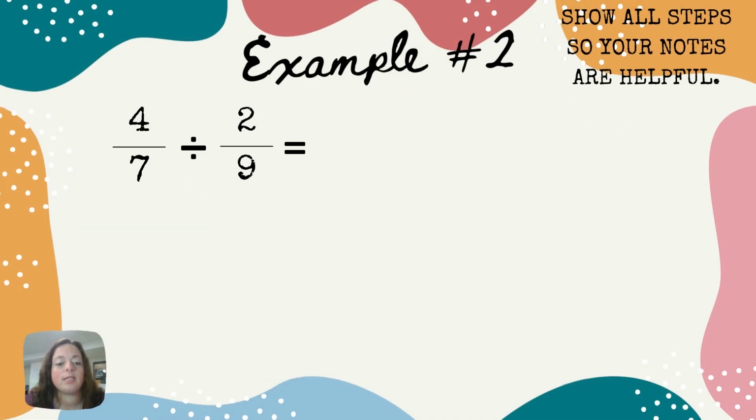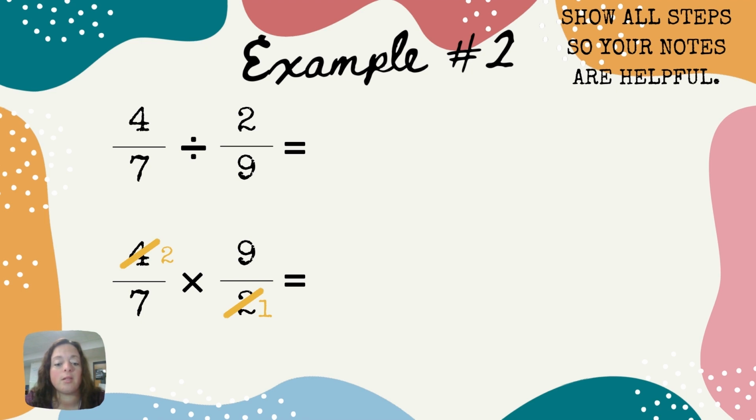Example number 2, 4/7 divided by 2/9. Remember, we're going to rewrite the problem by multiplying the first number by the reciprocal of the second. So now we have 4/7 times 9/2. One of the things that we remember from multiplying is that we can cancel out the corners. In this case, the 2 and the 4 are both divisible by 2. 4 divided by 2 is 2, so we will cross off the 4 and make it into a 2. And 2 divided by 2 is 1, so we'll cross off the 2 and make it a 1.